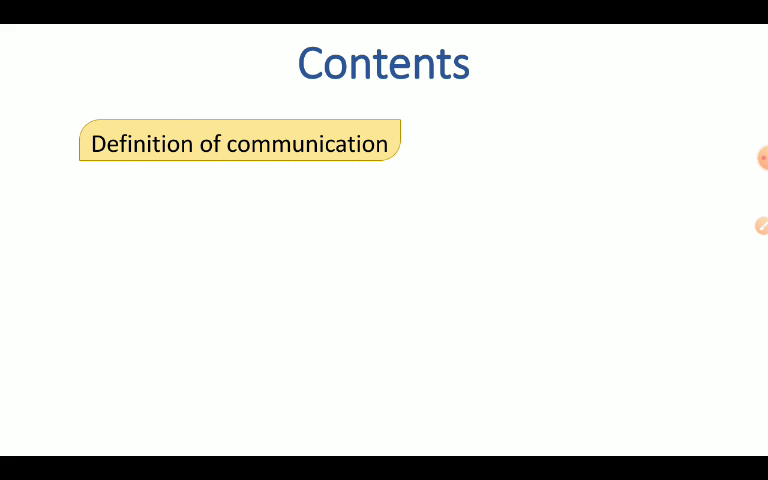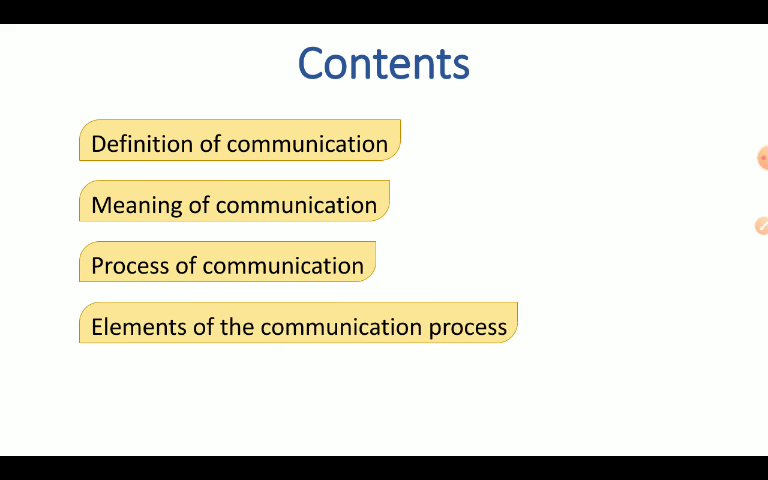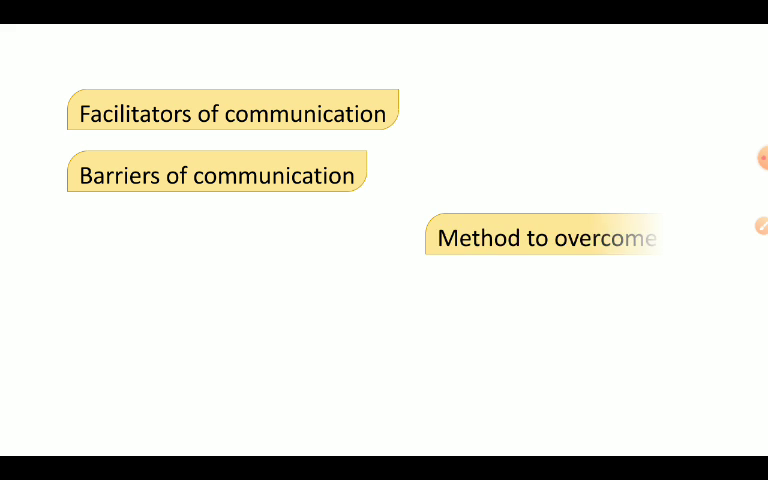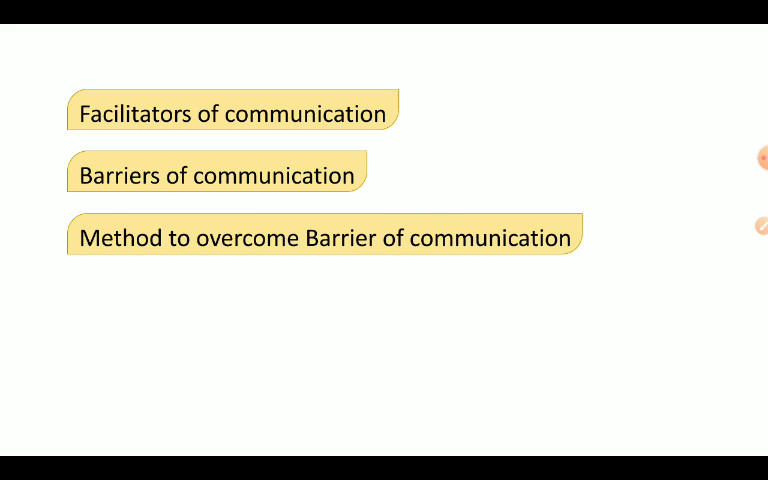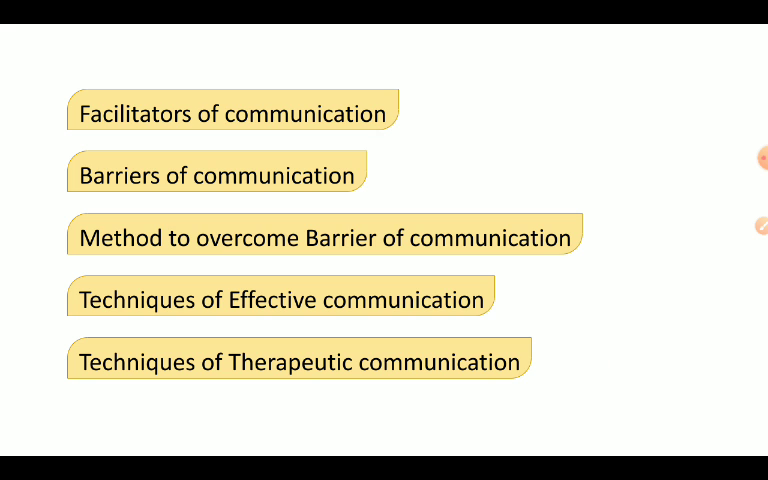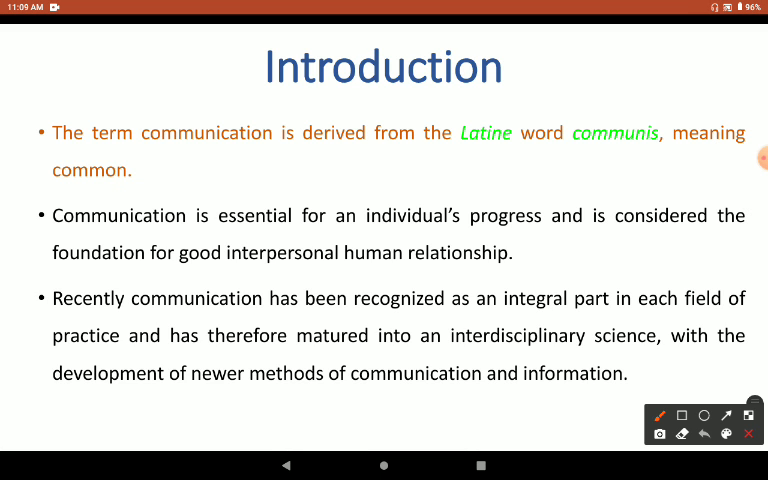So before discussing the chapter, we will see what contents come under the first chapter. Contents are: definition of communication, meaning of communication, process of communication, elements of communication process, types of communication, facilitators of communication, barriers of communication, methods to overcome barriers of communication, techniques of effective communication, techniques of therapeutic communication. So these all are the contents. So we will start the chapter about the review of communication process.